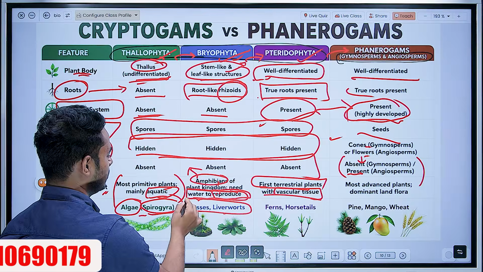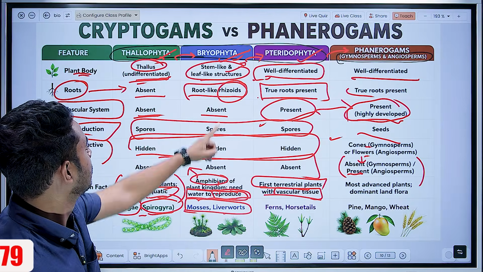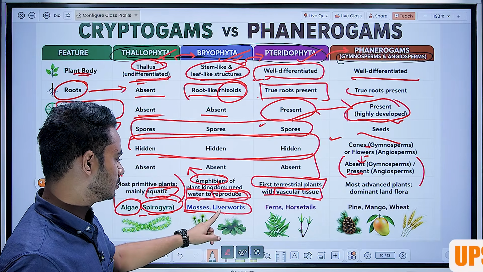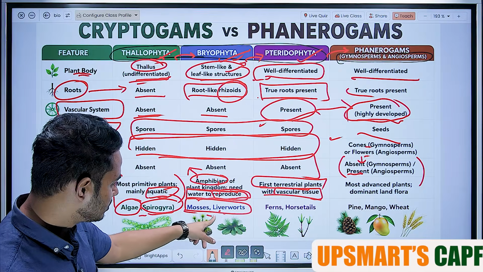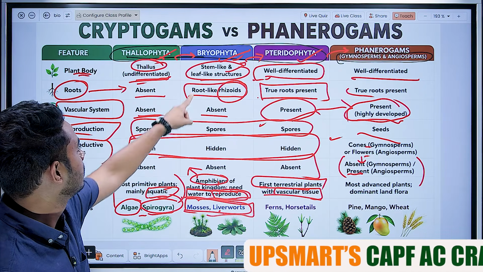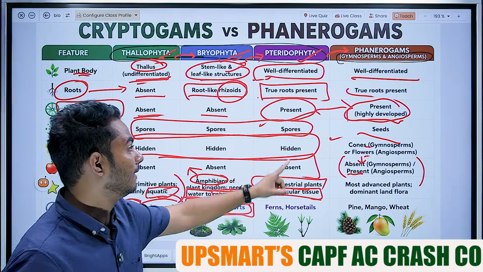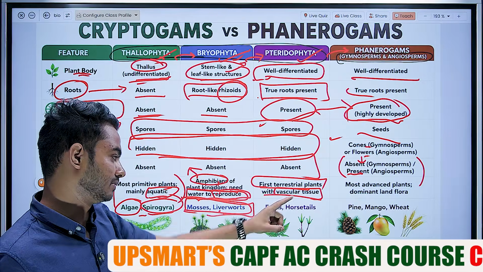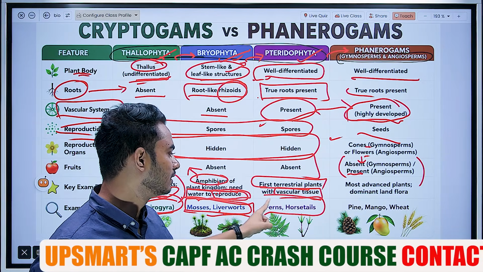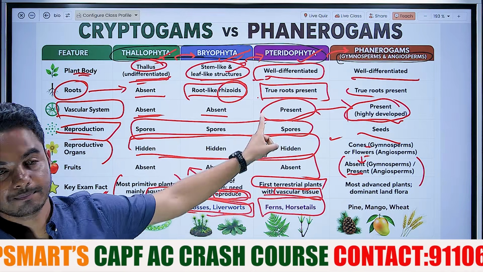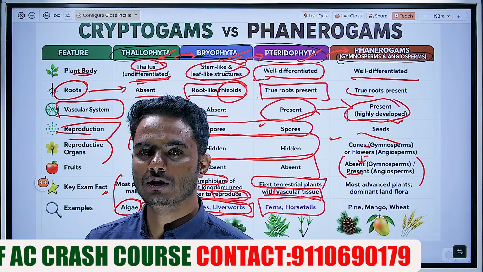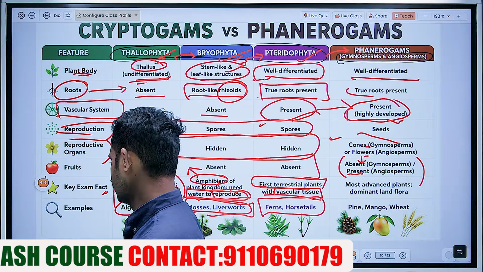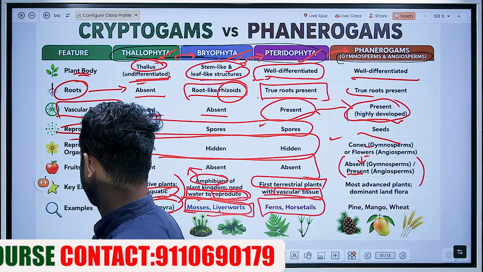Okay. Next, this is very important now. Bryophyta examples are mosses and liverworts. These are usually asked in exams. The examples, mosses and liverworts, are examples for Bryophyta. And they'll confuse it with pteridophyta examples. Ferns and horsetails are examples of pteridophyta. Phanerogams, what we usually see, fruits and other things, we'll discuss that. Fine.